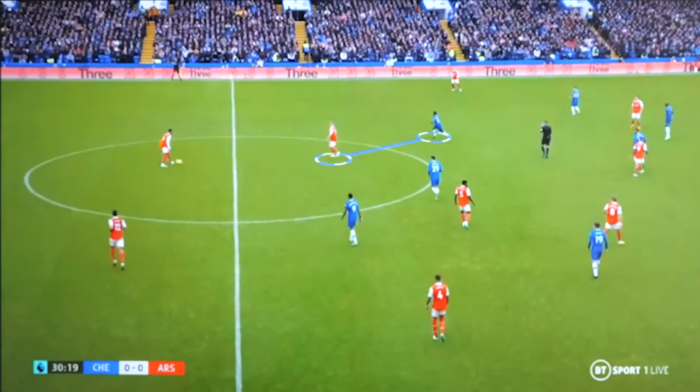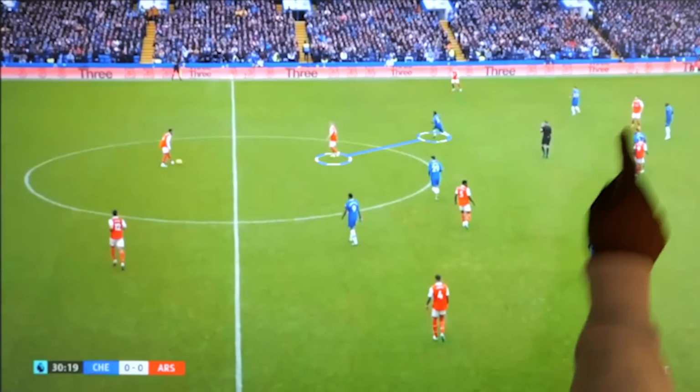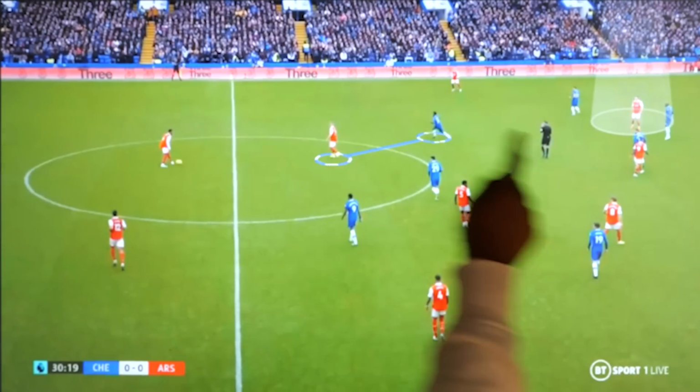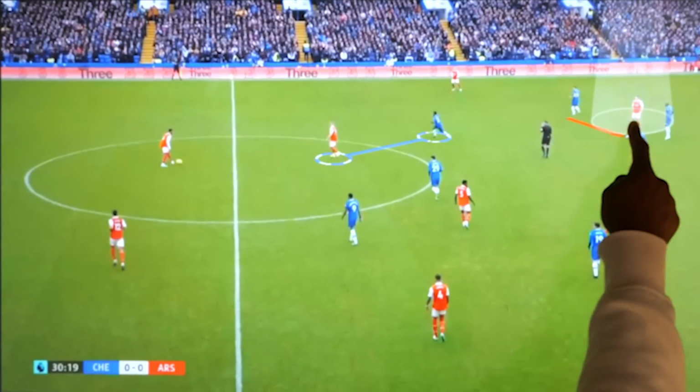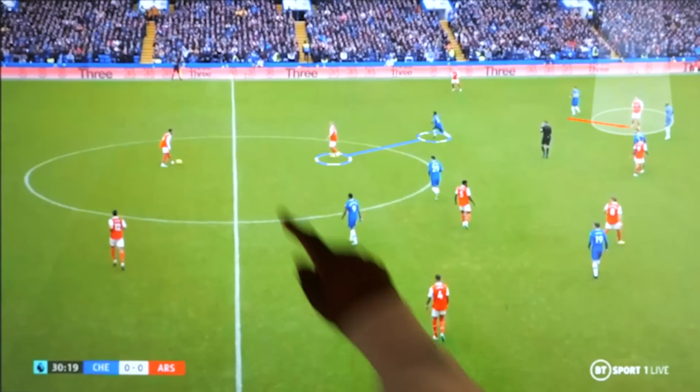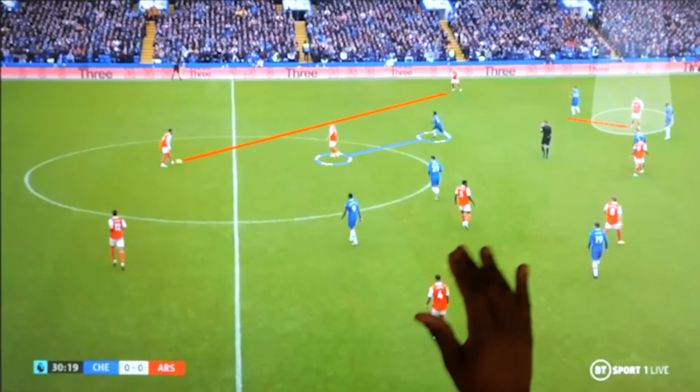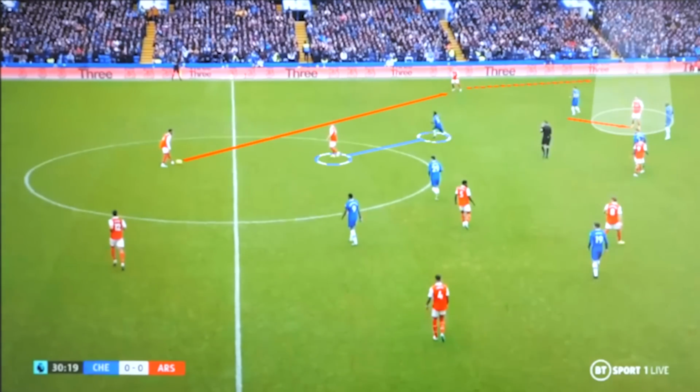Sterling is central on Zinchenko, whilst Xhaka has pushed much higher up, meaning that Azpilicueta has to worry about Martinelli as well as Xhaka. So there is the potential for a wide ball out to Martinelli, who can then look to attack the byline. Now let's look at Chelsea in possession.